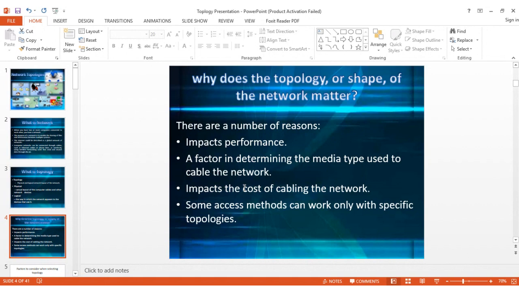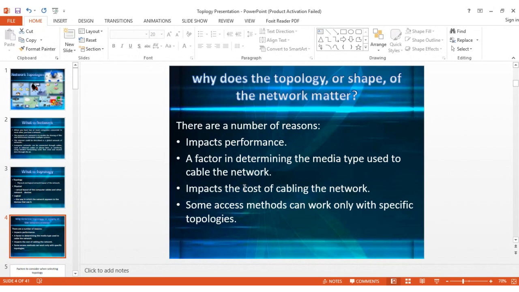Another factor that may affect any topology is the type of media that is used in that network. For example, we may be using fiber optic cables, coaxial cables, or twisted pair cables. If we are using twisted pair cables, they must be twisted, and the purpose of that twisting is to reduce electromagnetic interference or noise.